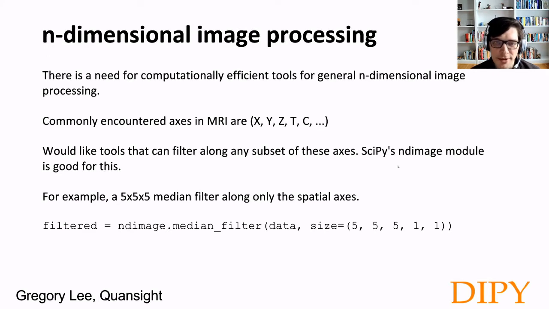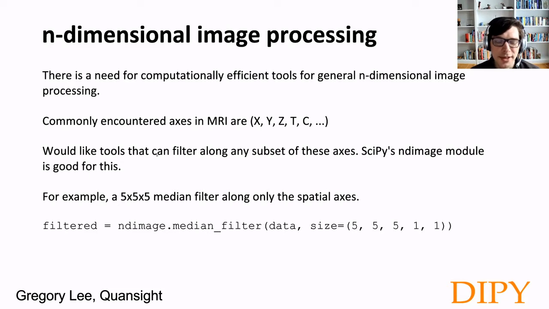Just for context, I want to go over briefly what's meant by the term n-dimensional image processing. By n dimensions, I mean just an arbitrary number of dimensions. So it could be 2D, could be 3D, or more dimensions. In the case of MRI, these may commonly be your Cartesian XYZ axes. You might have a dimension for time if it's a time-resolved experiment, or you may have other channel dimensions, where that may be your B values and B vectors in a diffusion MRI experiment, for example.